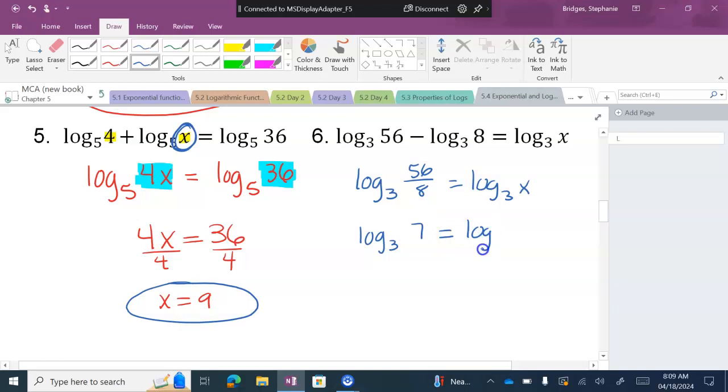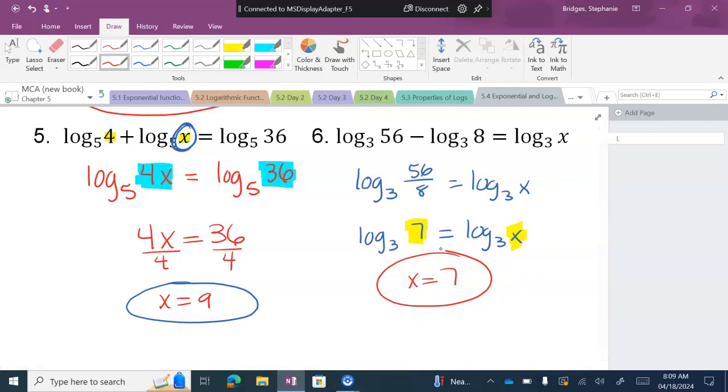Now I have one log equal to one log, so I can drop the logs. I set the arguments equal, and then there's nothing to solve for, right? Is 7 going to be an okay answer? Yes, it's positive, so therefore my argument's not going to change. Make a little bit of sense?